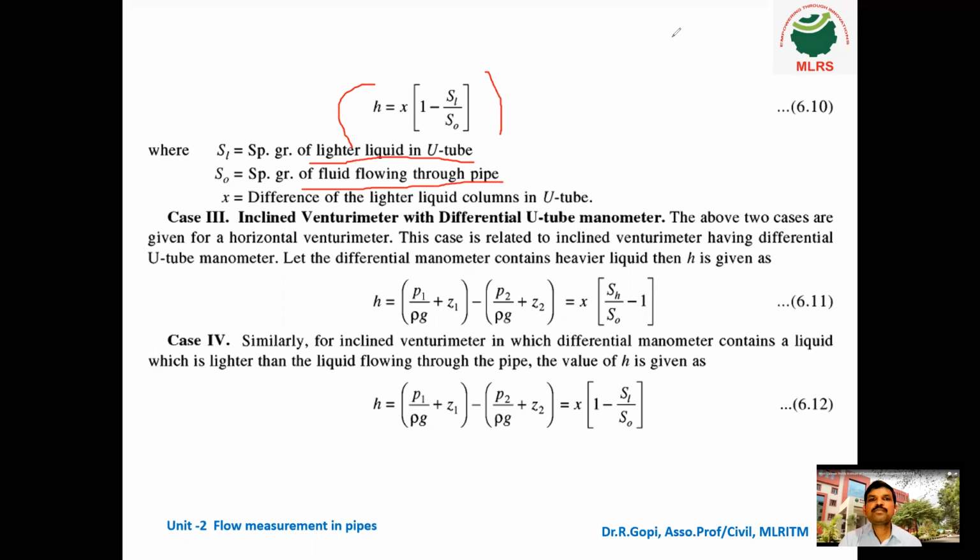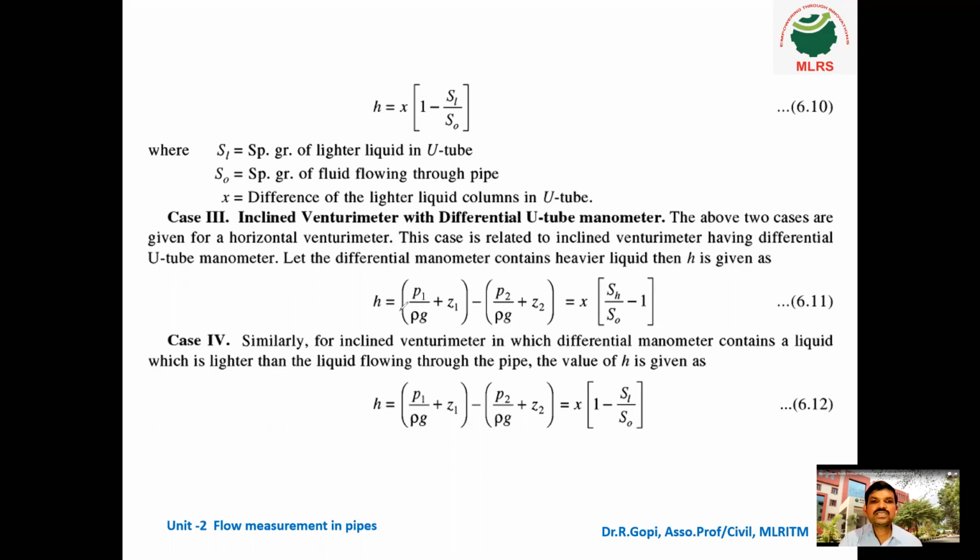Case 3 is the inclined venturimeter. Suppose the pipe is inclined, then we have to use the inclined venturimeter. Under this condition, what is the formula? The above two cases, case 1 and case 2, are for a horizontal venturimeter. This case is related to an inclined venturimeter having a differential manometer. Let the differential manometer contain heavier liquid, as in the first case.